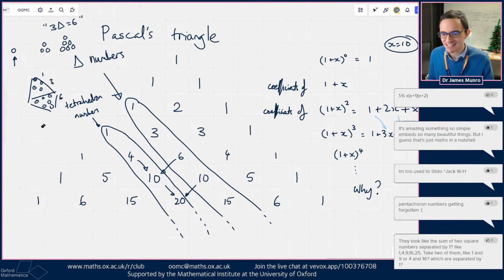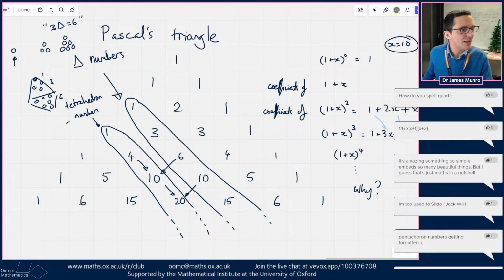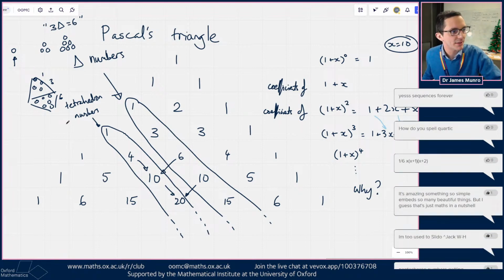I'm actually erasing that straight away because it was too confusing. Even by my standards, too confusing. How do you spell quartic? You nailed it. That's brilliant. Is it just 1/6 x plus 1, x plus 2? I should know that.